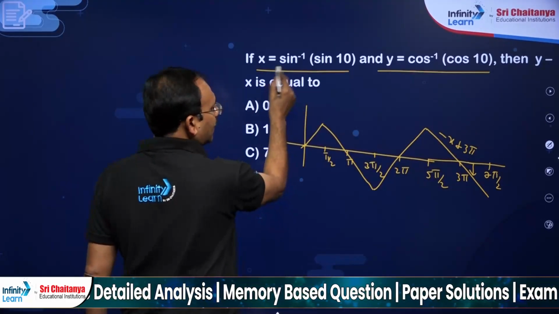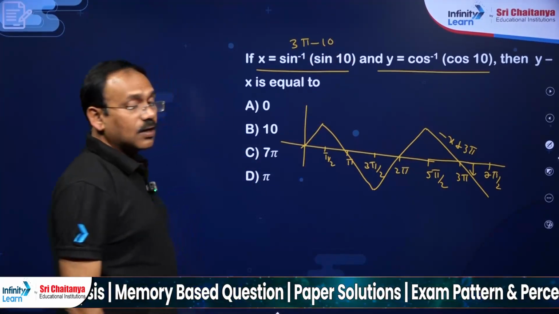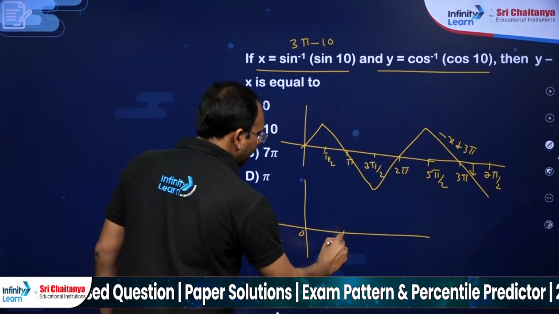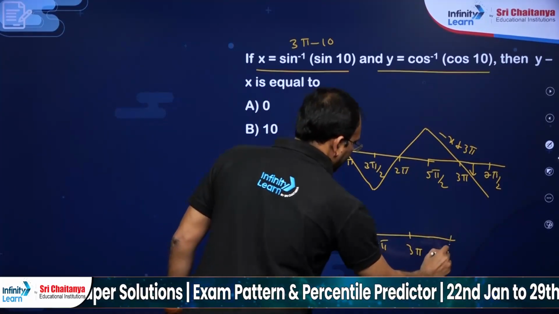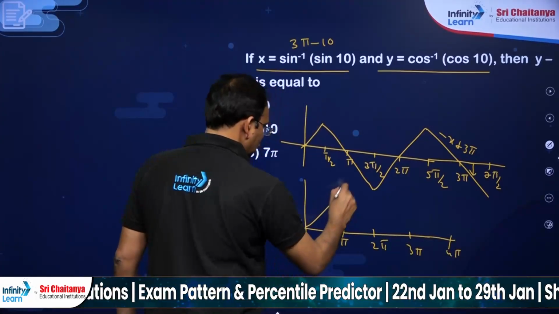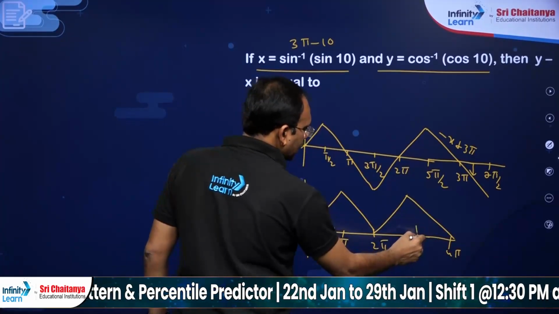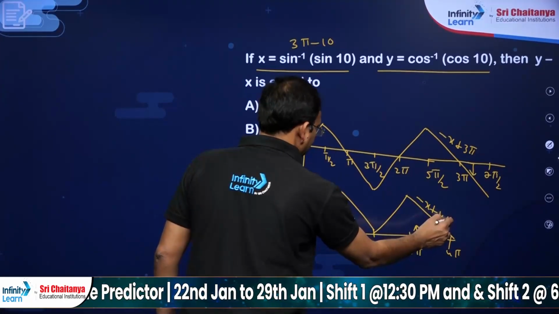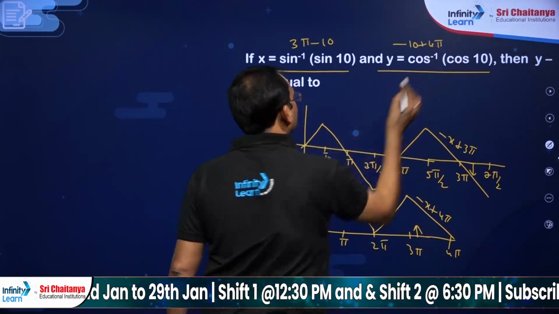That means this is minus 10 plus 3 pi, 3 pi minus 10 is its value. Cos inverse of cos 10 is a bit easy because the plotting is only multiples of pi: 2 pi, 3 pi, 4 pi. This is 0 to pi, pi to 2 pi, 2 pi to 3 pi, 3 pi to 4 pi. Our 10 radians must be here. This is minus x plus 4 pi, my dear friends. This is minus 10 plus 4 pi, right.